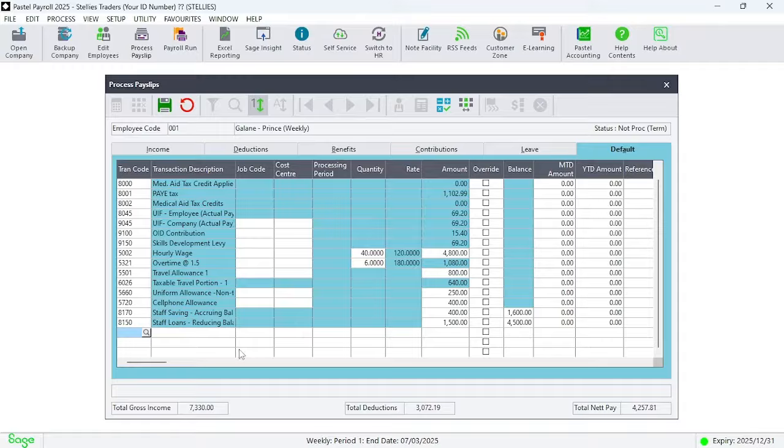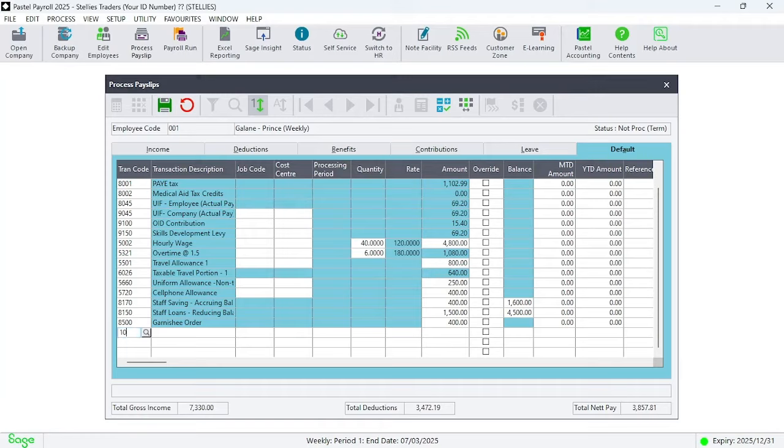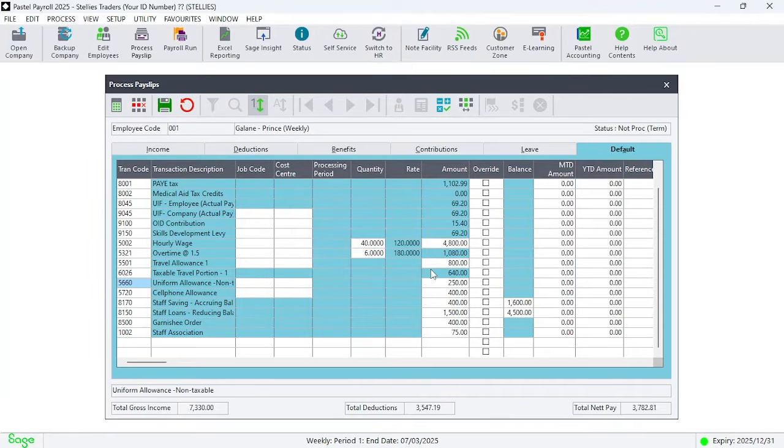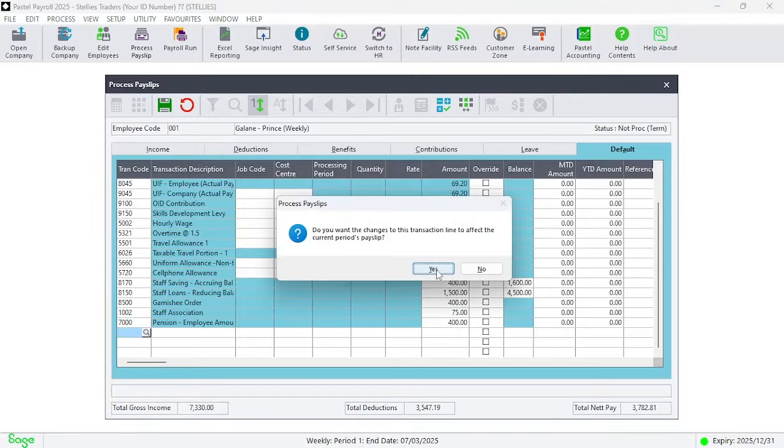We're good to go. Next is the Kanishi order, which is 8500. The planning does come in handy here, and it's 400 rands. Page down one, and you're going to click yes. Staff Association 1002. Remember, we created that account, and that amount there is 75 rands. Going down. Now come the familiar ones that we know of, and that is the pension fund 7,000. Type in 7,000, and the amount there is 400 rands. We're going one down, and we're going to click yes.